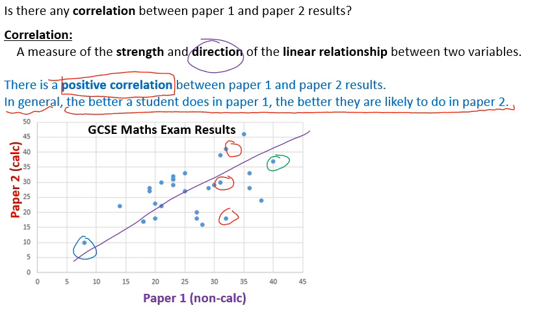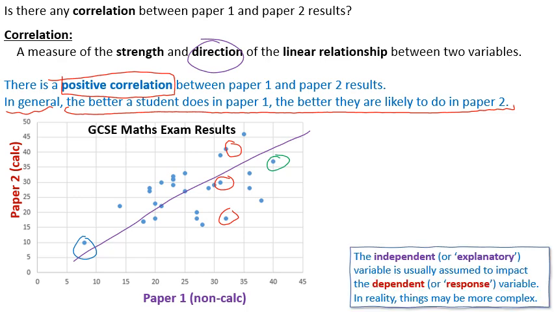The other thing to mention is the names of the variables themselves. The independent variable, paper 1 in this case, is the one that will be plotted along the x-axis, and the dependent variable will be plotted up the y-axis. They're sometimes called the explanatory and response variables. To think about that, explanatory means this is the variable which explains or determines the other one. The response depends upon the original thing.